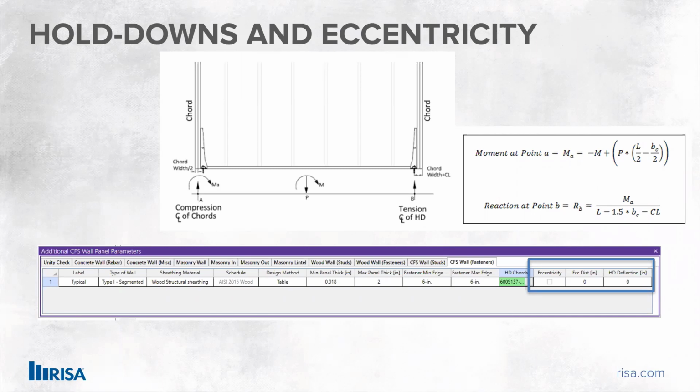So hold downs have slip, and that's part of the 4-part hand calc calculation for cold form steel walls for deflection. So you can add a little bit of additional hold down deflection into the wall, and that will help you there.